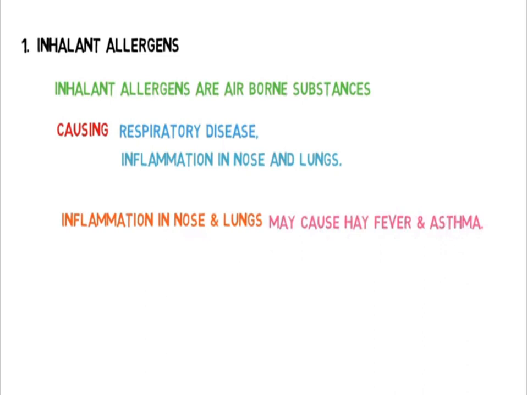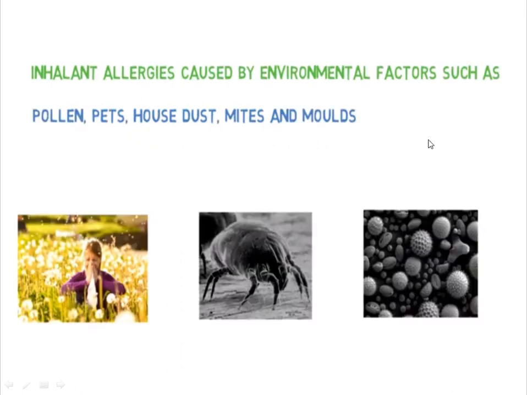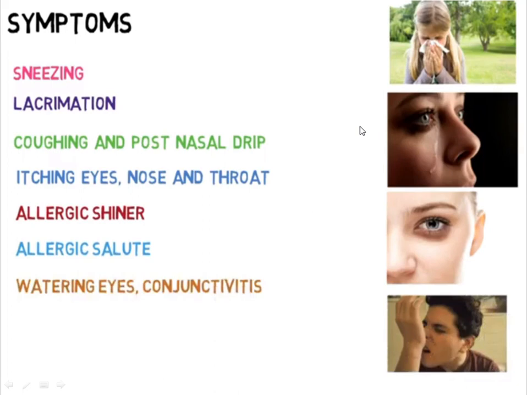The causes of inhalant allergy are respiratory diseases and inflammation in the nose and lungs. If it causes inflammation in the nose and lungs, it leads to severe conditions like hay fever and asthma. Inhalant allergens are caused by different environmental factors such as pollen grains, pets, house dust, mites and molds.